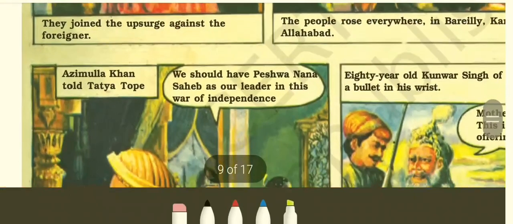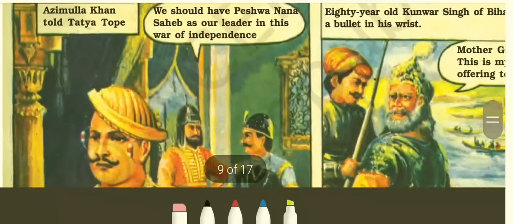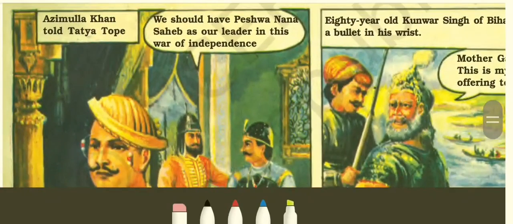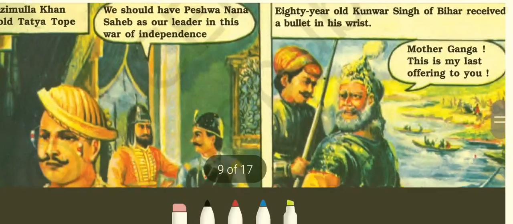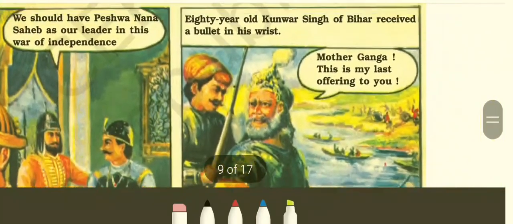Azimullah Khan told Tatya Tope, we should have Peshwa Nana Sahib as our leader in this war of independence. Okay. One very brave account, class.